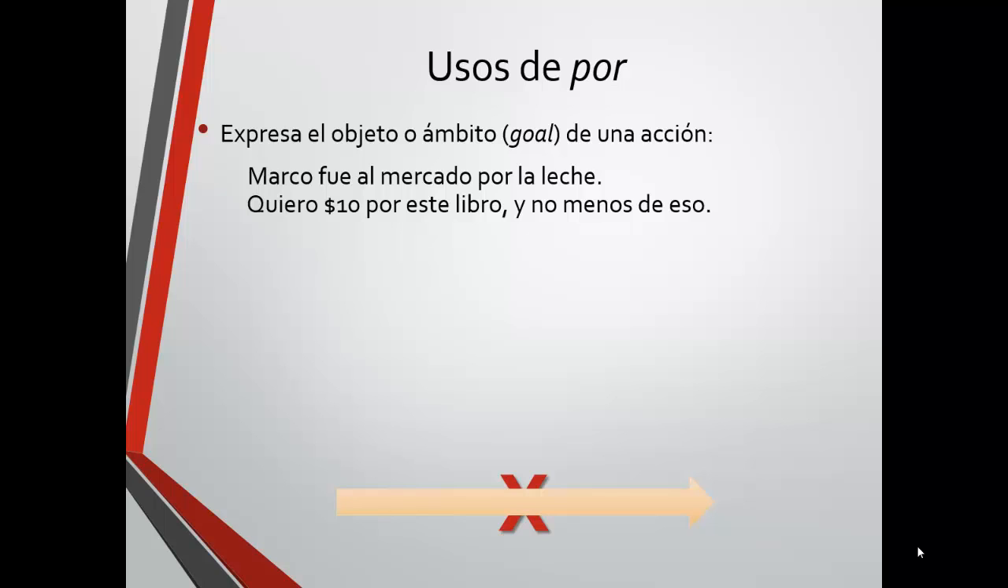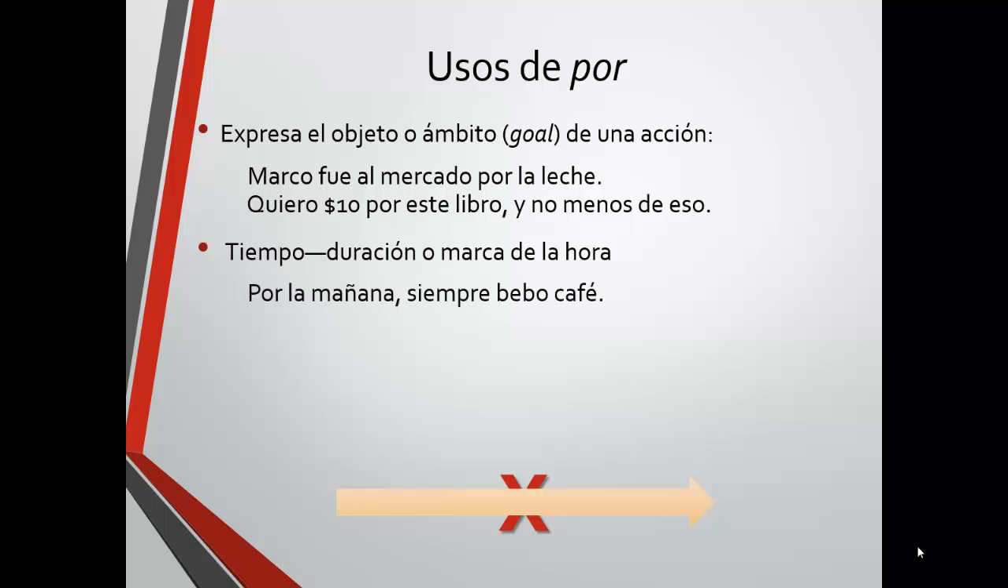The use of por that you probably remember from early on in learning Spanish is that it's used to talk about how long some action took place. You can also think of it as a background detail, that the action was to be done during a given amount of time. So, if we look at sentences like "por la mañana siempre bebo café," or "trabajo por 4 horas y después me voy." In both cases, the amount of time or the duration of the action, during the morning or over 4 hours, helps to describe the overall action.